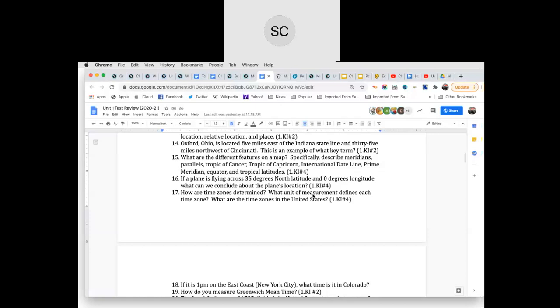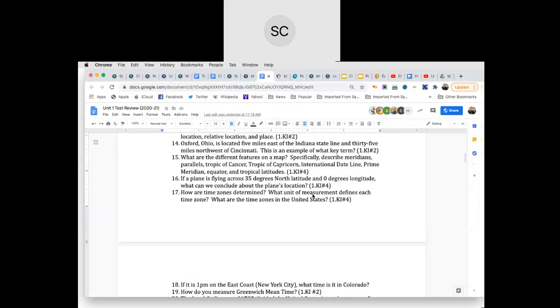17, how are time zones determined? Well, time zones are determined by the degrees between each line of longitude. There are 15 degrees between each line of longitude. So we get 24 time zones, 24 times 15 equals 360, and that tells us the 24 time zones of the world. What unit of measurement defines each time zone? Again, the unit of measurement is going to be the degrees, the 15 degrees.